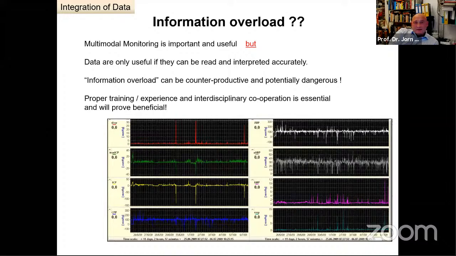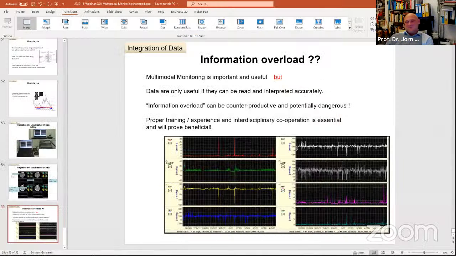Last picture, information overload. If you look at all of these things, you can see it's very difficult to look at all of it at the same time. So I would always recommend do multimodal monitoring. Don't only rely on one parameter, but don't do everything, because if you do too much, it's going to drive you mad. And that's it. Thank you.